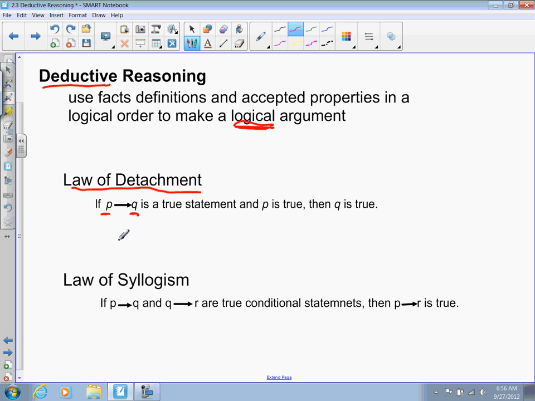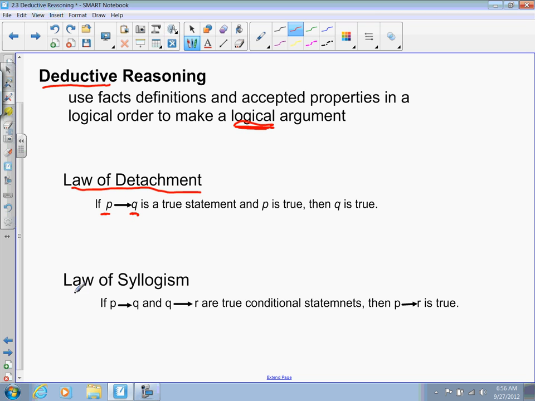It follows. If P is not true, say today is Tuesday, well, does it mean we have school today? Not necessarily, because the first thing is false. We're not sure if we have school or not.